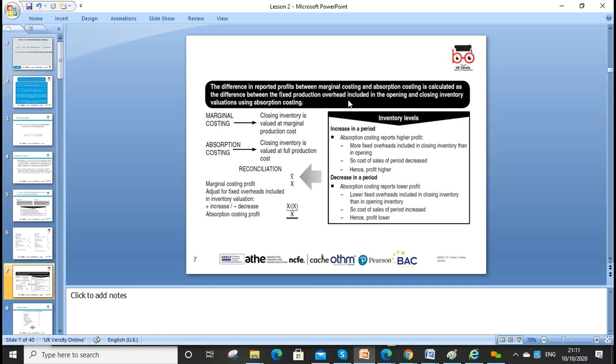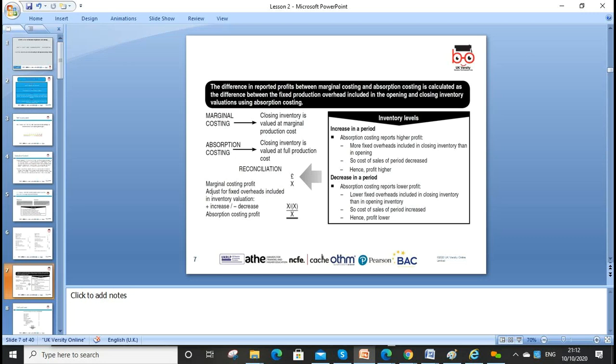Next, under marginal costing the closing inventory is valued at the marginal production cost, and under absorption costing the closing inventory is valued at the full cost, where both fixed and variable costs are included. So when inventory increases in the period, absorption costing reports a higher profit, as more fixed overhead is included in the closing inventory. If you use the absorption costing method, your profit can be higher, because the closing inventory absorbs both fixed and variable cost and its value will be higher.